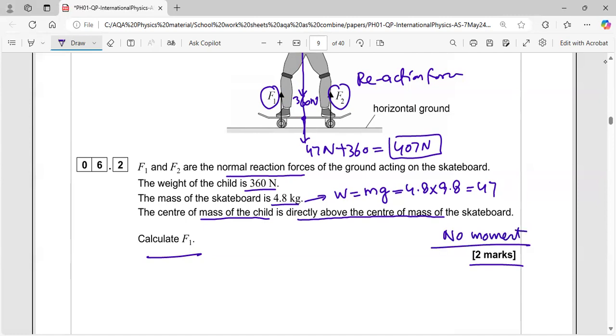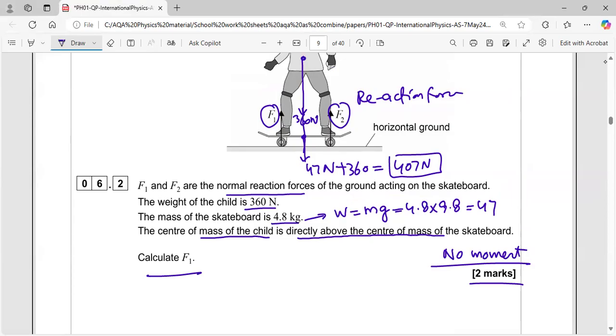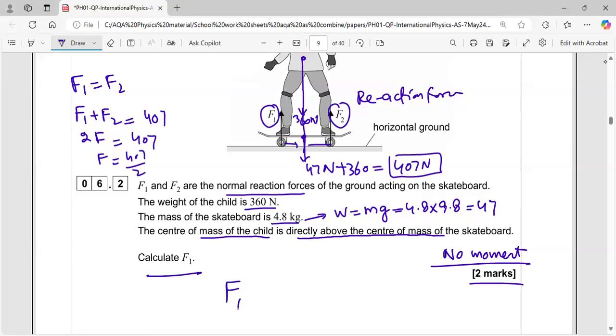The child is at rest. And as it is from the middle and both of these tires are at the same distance, it means that F1 and F2 are equal. So we say that F1 is equal to F2, or F1 plus F2 is equal to the downward force. Both of them are equal to F. So we can solve it as 407 divided by 2, because the distance of the force is the same from both the points. That's why you simply divide it by 2.